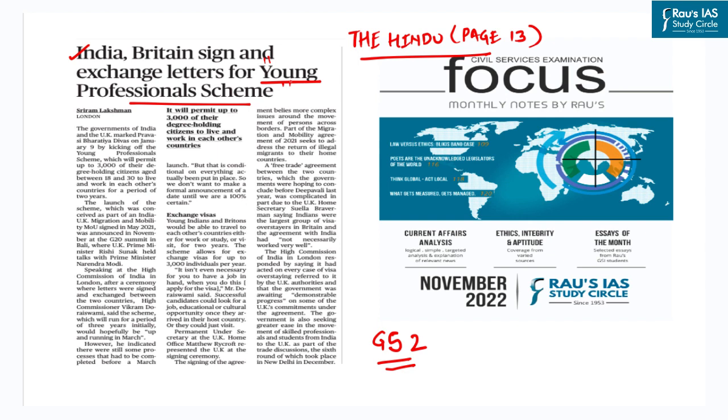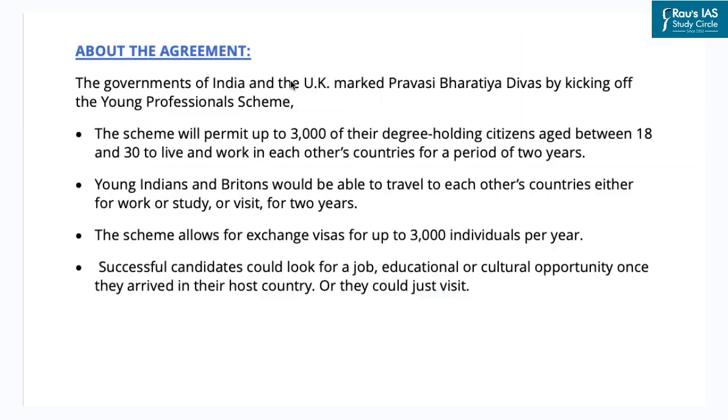First, we'll try to understand the Young Professional Scheme. Now, the governments of India and UK marked the Pravasi Bharatiya Divas by kicking off the Young Professional Scheme. This scheme will permit 3,000 of their degree-holding citizens, aged between 18 and 30, to live as well as work in each other's country for a period of 2 years.